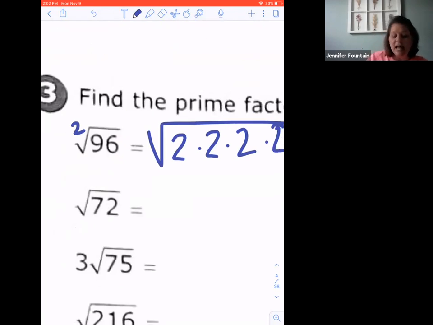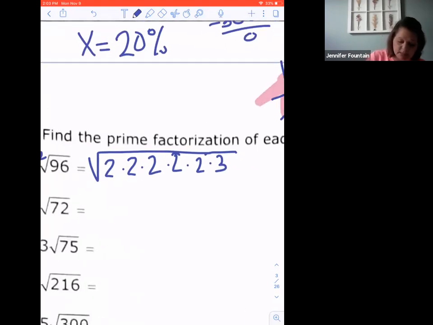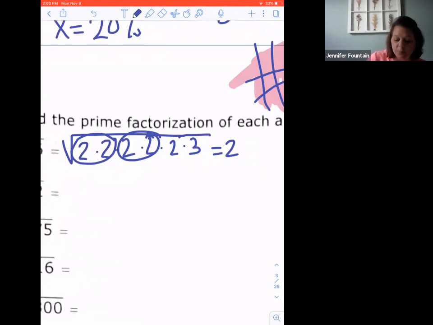And so that means I need 2 of each prime factor to come out from under the radical as a whole number. So now these are what we call my buddies. So I've got some buddies right here. So that means that 2 is able to come out. I've got these buddies right here. So another 2 comes out, and I've got to multiply those whole numbers together.